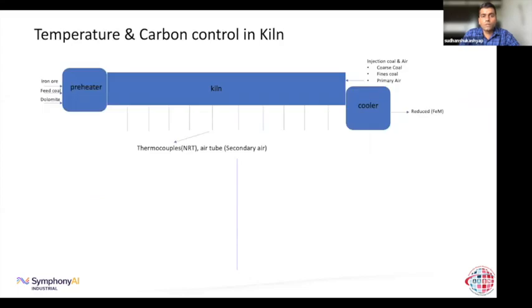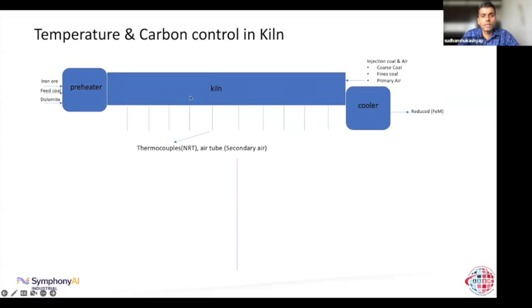So now we look into what are the challenges and problems with this particular reactor. This is again a schematic of the kiln, and you see the preheater. Before that, ore feed, coal, and dolomite are being added, dolomite to reduce sulfur, which is an undesirable component. So that's the objective of it.